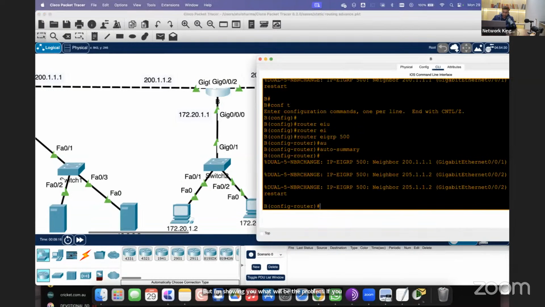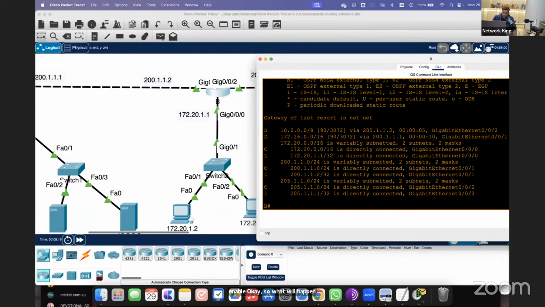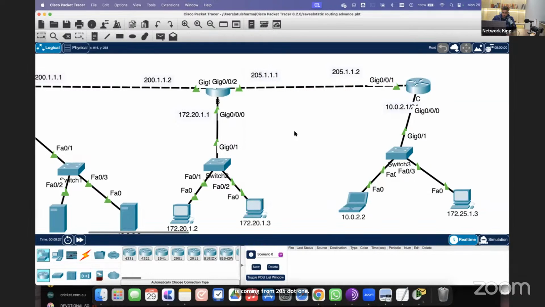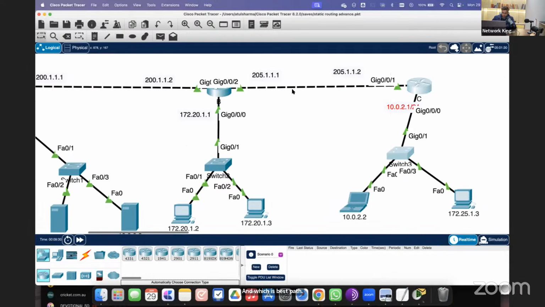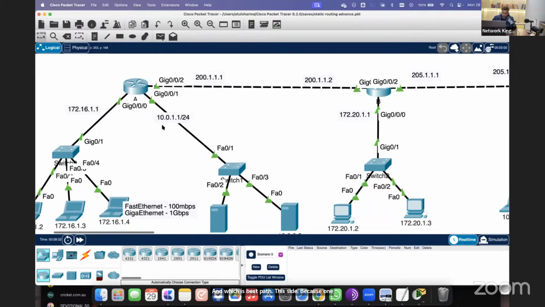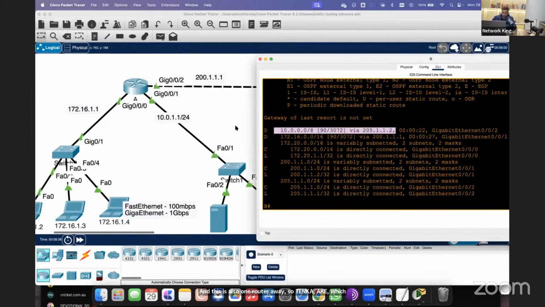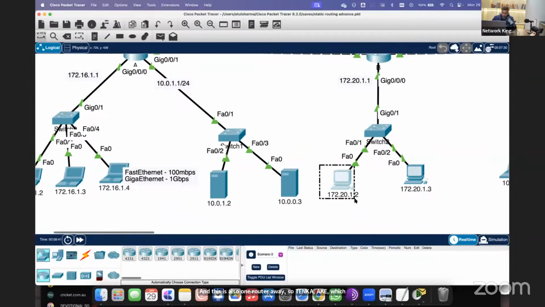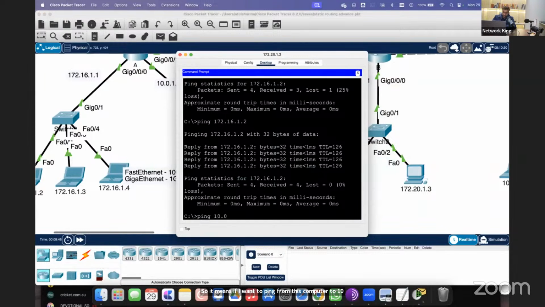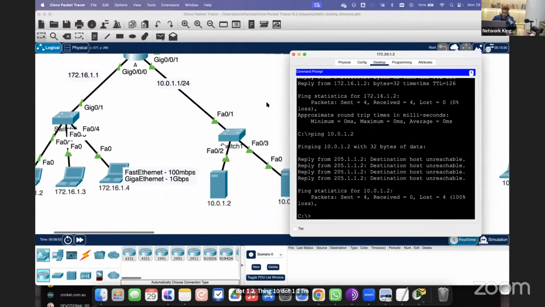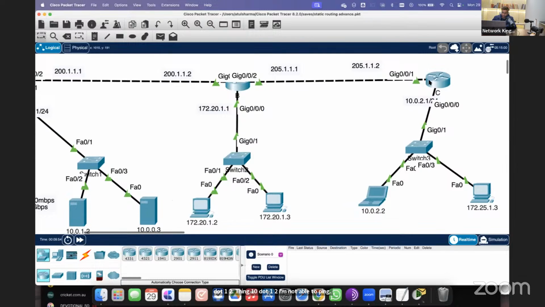So what will happen if you have auto-summary? You can see that the 10 network is coming from 205.1.2, and it is the best path on this side, because it is one router away, and this is also one router away. The 10 network is coming from only one place, look, from here. So if I want to ping from this computer to 10.0.0.12, I am not able to ping. You can see why? Because all packets are going in the right direction.